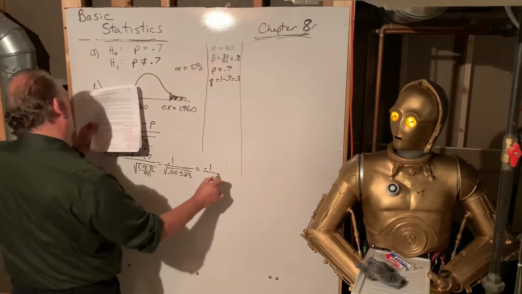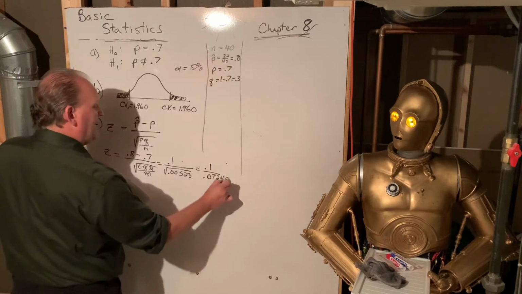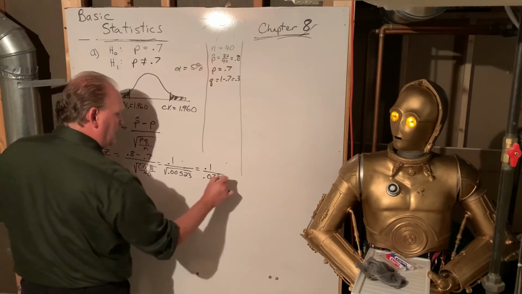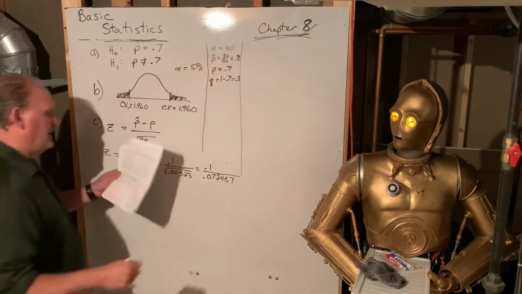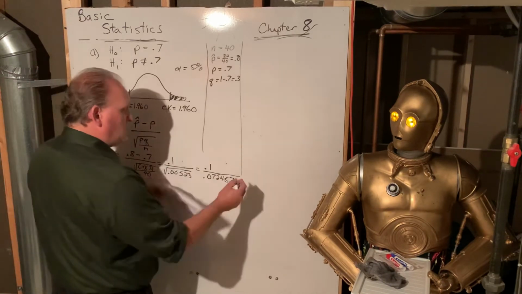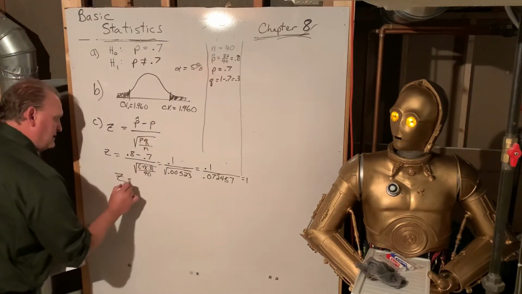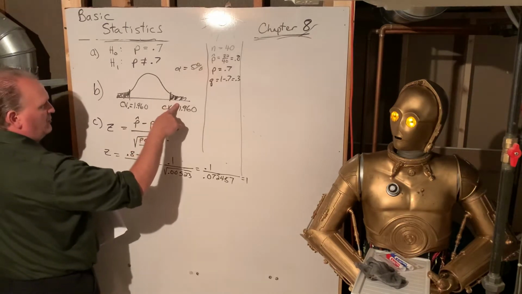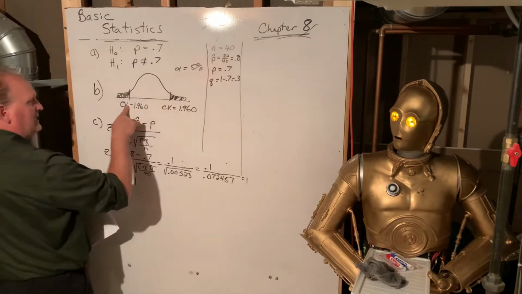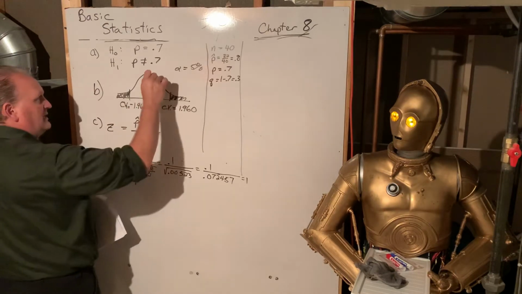We get 0.1 on the top, and then on the bottom we get 0.07245, and it keeps going on for a while. We'll just end it at 7. And then when I divide that out, that is 1. So z is equal to 1. We needed it to be bigger than 1.96 or less than negative 1.96. And so that didn't cut it.